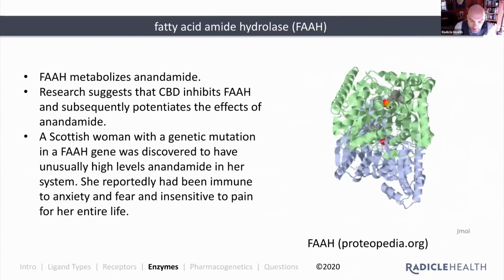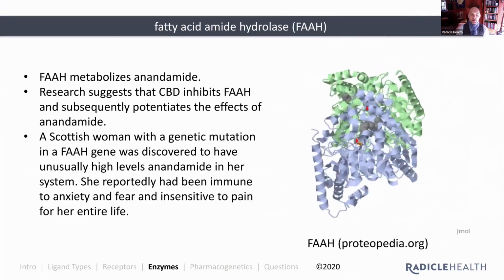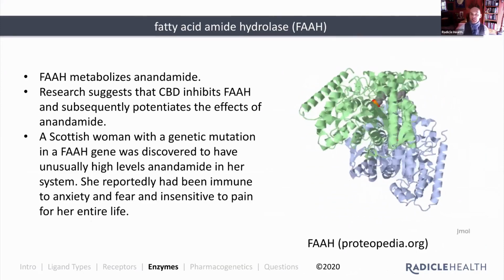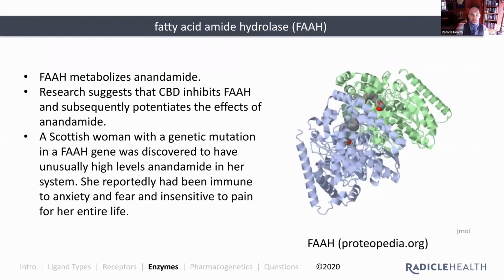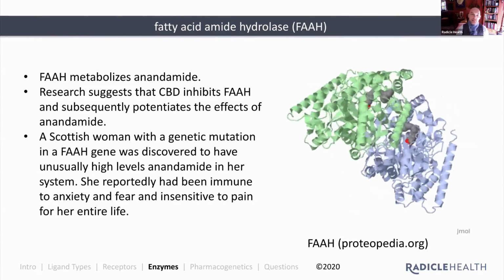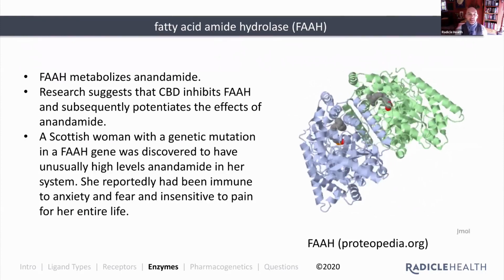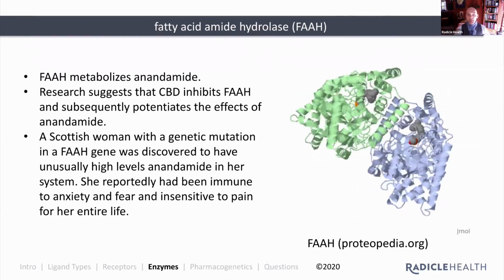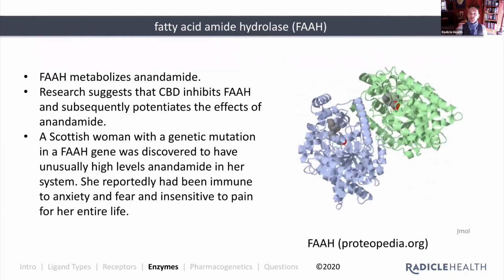I want to talk a little bit about FAAH, because FAAH is an enzyme that's really important in cannabinoid metabolism. FAAH metabolizes the endogenous cannabinoid anandamide. And there's some research that suggests that CBD inhibits FAAH, and by doing so, it can subsequently potentiate the effects of anandamide. So if less anandamide is being metabolized because there's less FAAH, more of that anandamide is available in the body, and it could stick around longer and have greater impact on the body.